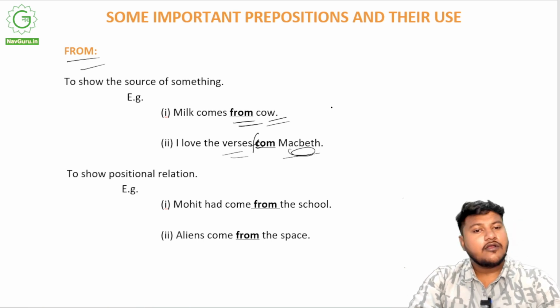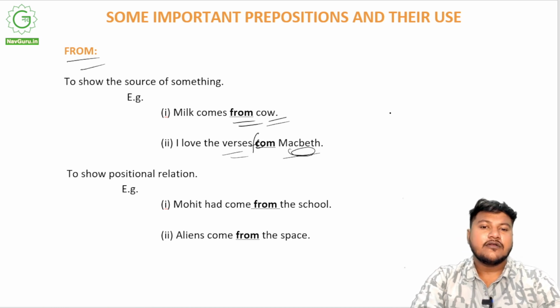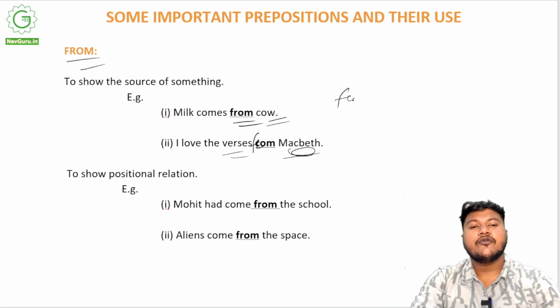Someone comes from Punjab, right? So that is the source of them. Sunlight comes from sun. Anything that has a source, we can use from to denote the source.